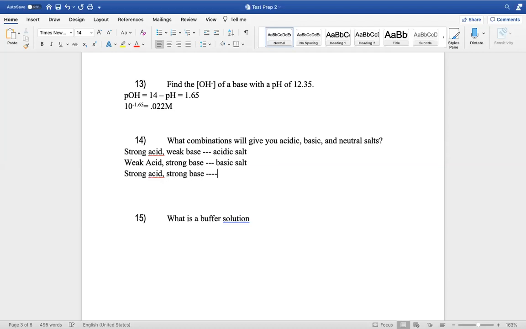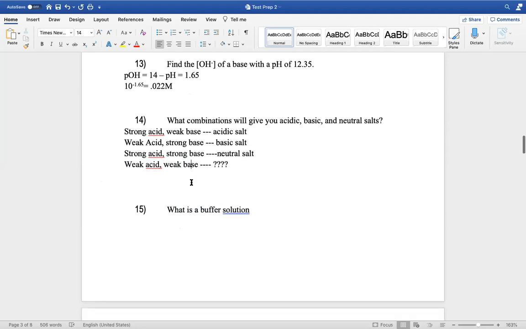And then what would a weak acid and a weak base give you? Wouldn't that also be neutral? No, this is the trick question, remember, because it can be either acidic, basic, or neutral. Oh, okay. We have to solve for these. This is the one we solve. It's a weak acid, so I'll just put question marks here. Weak acid plus a weak base, you have to solve for it.